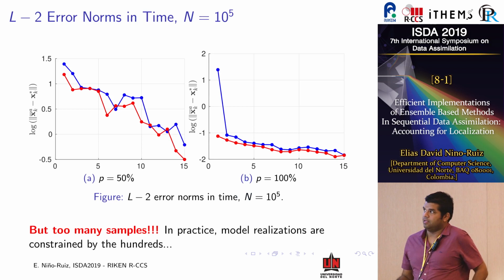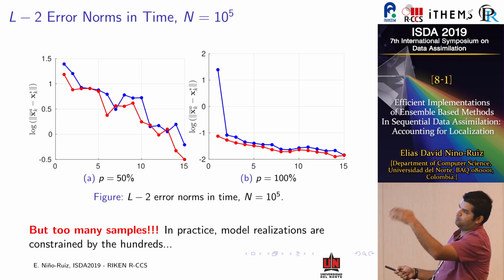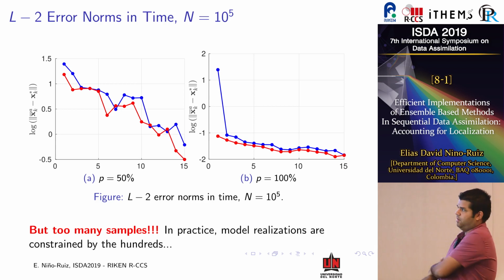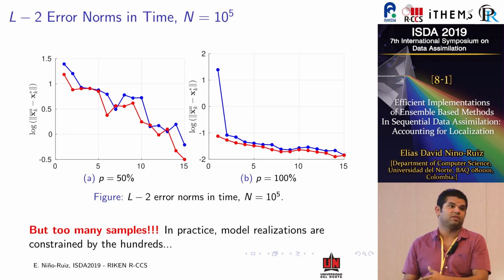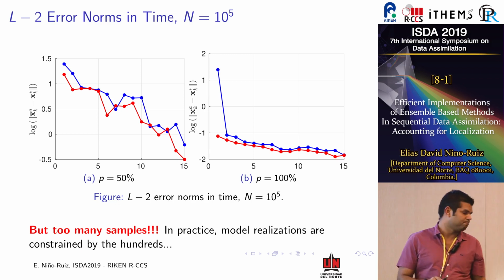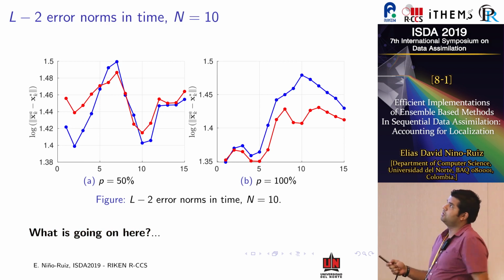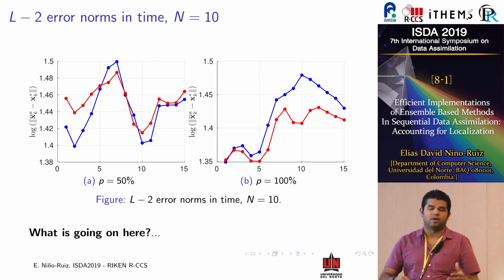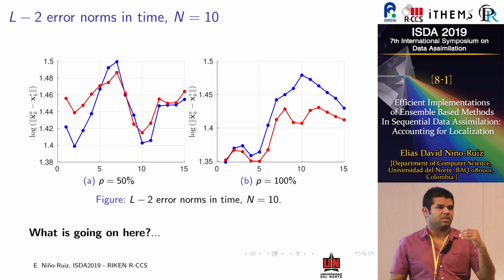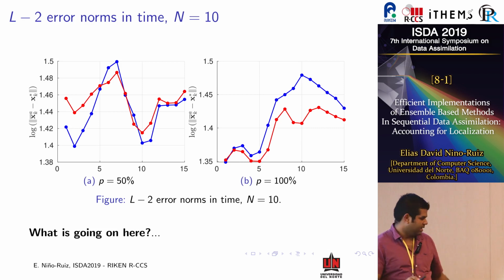Well, based on this, for instance, if I observe all the components of the vector state or only 50, I get some behavior, okay? But the issue is that we are using too many samples here. In practice, we know it's prohibitive to have such an ensemble size. But there is no issue, right? We can just reduce the number of samples, and we will see something like this. And basically, what is going on here is, among other things, that spurious correlations are impacting the quality of the analysis innovations, okay? And then how do we correct that?